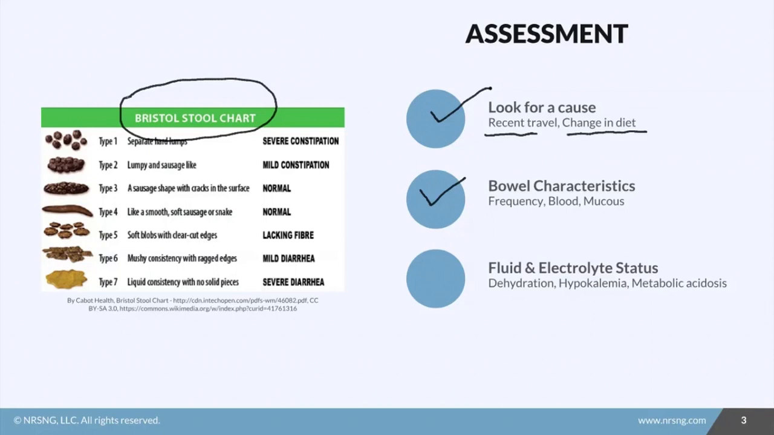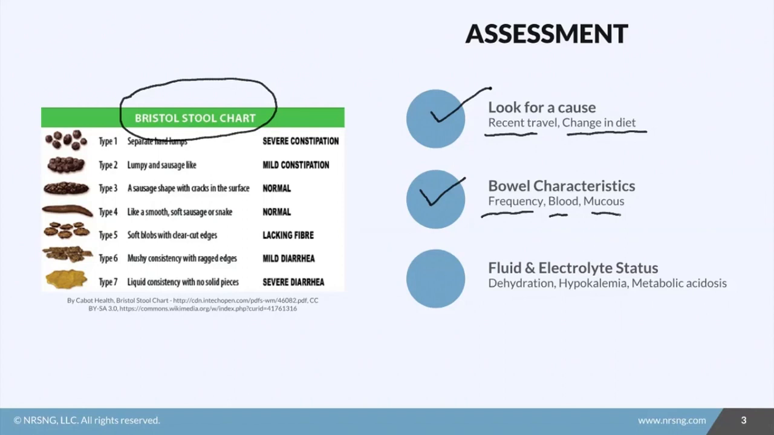A couple of things to pay really close attention to are obviously going to be frequency. We need to know how often they're going, but also we need to know if there's blood or mucus in the stool. Blood in the stool tends to be associated with infectious causes, or it can also happen in inflammatory bowel disease. Mucus and really foul-smelling stool is usually associated with malabsorption. Also remember, it's probably a really good idea to get a stool sample so it can be tested for specific causes.